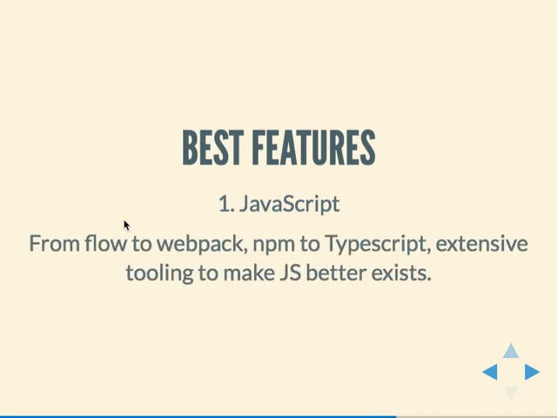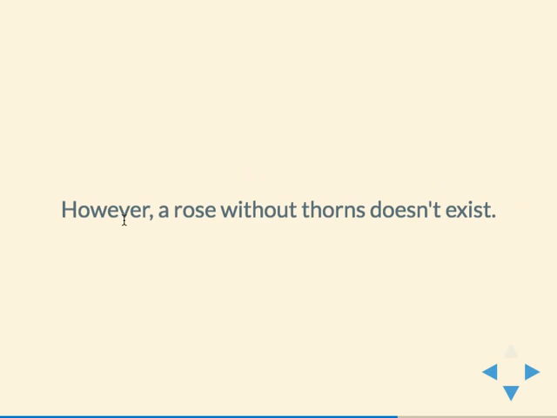And second best feature, JavaScript has a lot of issues, true, but there's extensive tooling to make sure that everything is better. For example, Flow, TypeScript, Webpack, NPM, and others that I can't remember right now. But nonetheless, there isn't such a thing as a rose without thorns. So I'm going to go through a couple of bad things from React Native and how they can be mitigated or not. So the first one is obvious.